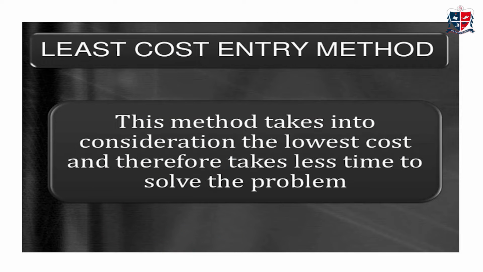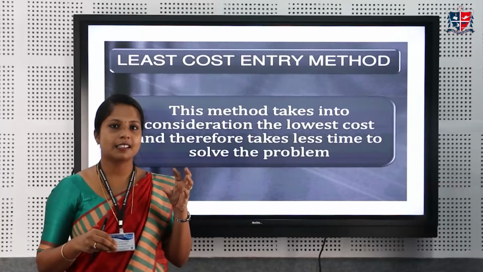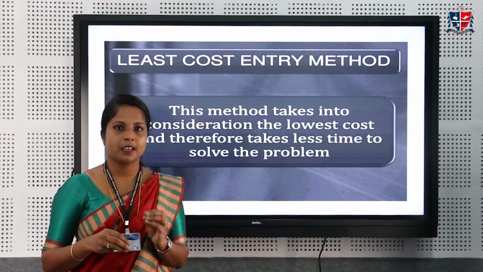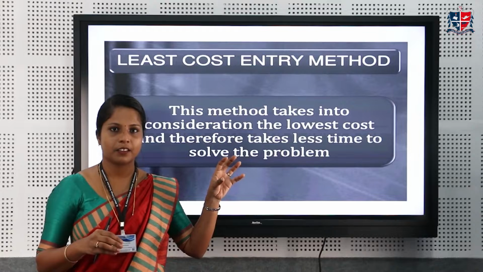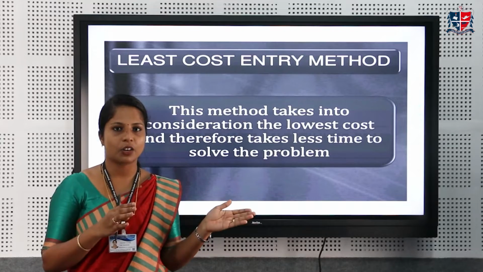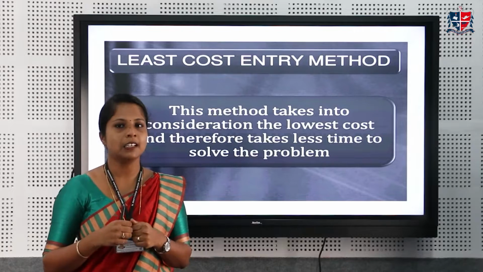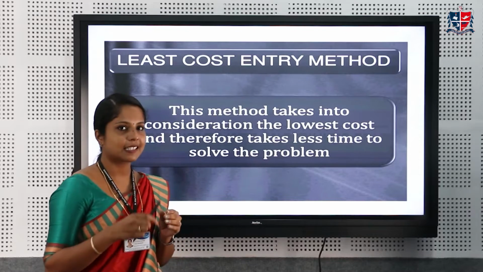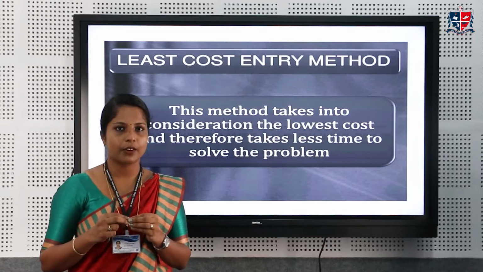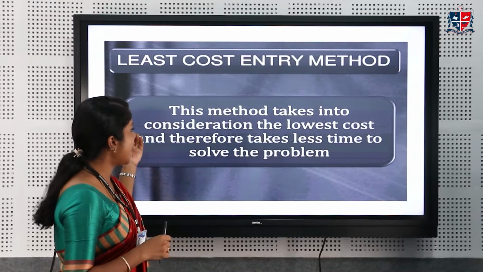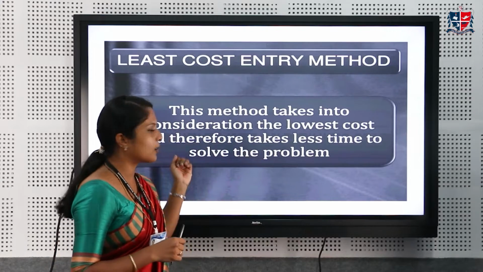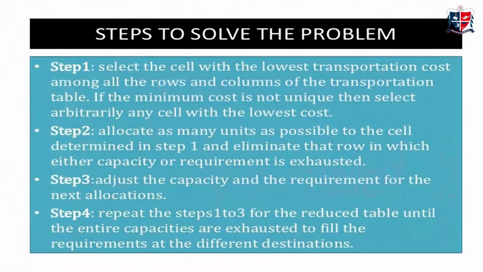In least cost entry method, we start our allocation from the cell which has the lowest cost. But in the Northwest Corner method, we start our allocation from the northwest corner. So this is the difference between the Northwest Corner and least cost entry method. This method takes into consideration the lowest cost and therefore takes less time to solve the problem. So these are the steps to solve the problem.